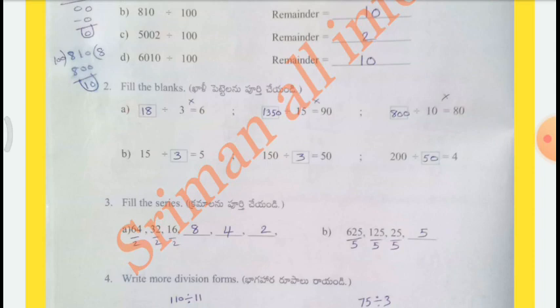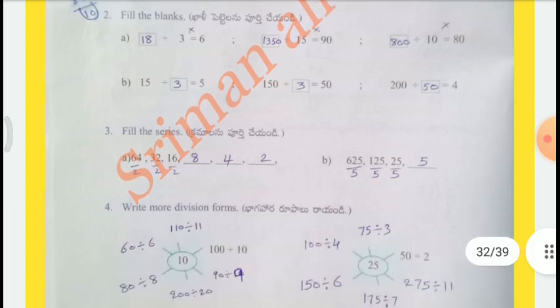Fill in the blanks. Dash divided by 3 is equal to 6. 3 6s are 18. 15 divided by dash is equal to 5. 3. In the same way, we can do the remaining. Fill in the series.